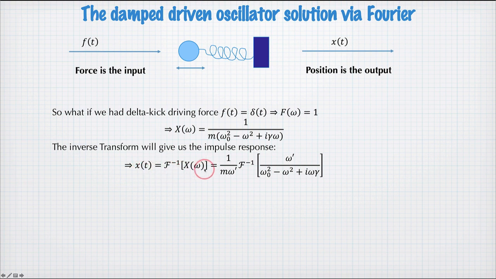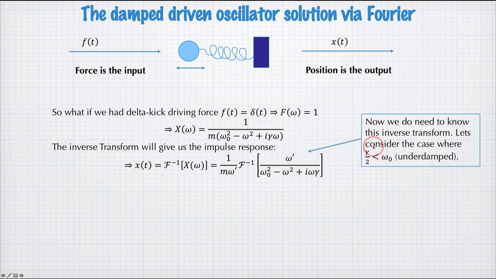That is the inverse transform of all of this here, or we can write it as the inverse transform of this expression here. Now we're going to assume that we're in an underdamped regime, and then this is actually in our table of Fourier transforms, which allows us to just write down the solution: the impulse response, little x of t, is given by this expression here.